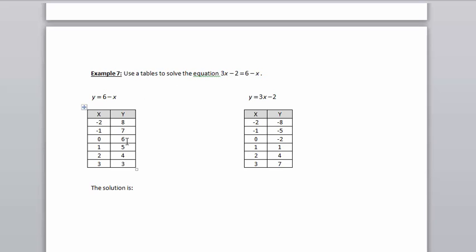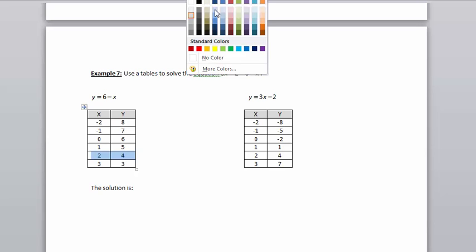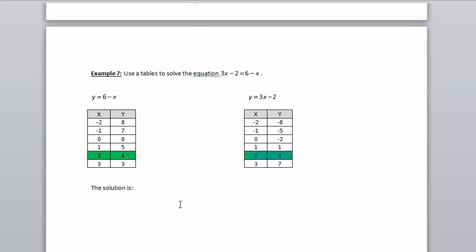Once you complete the tables, you're looking for an ordered pair that they share. And in this case, they're both going to share the ordered pair 2, 4. So the solution to this one is x equals 2. Remembering that we don't include the y value in the solution. The y value is the value that both sides are equal to when you plug in 2 for x.